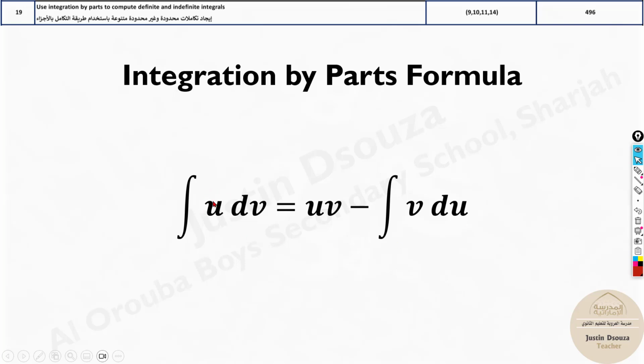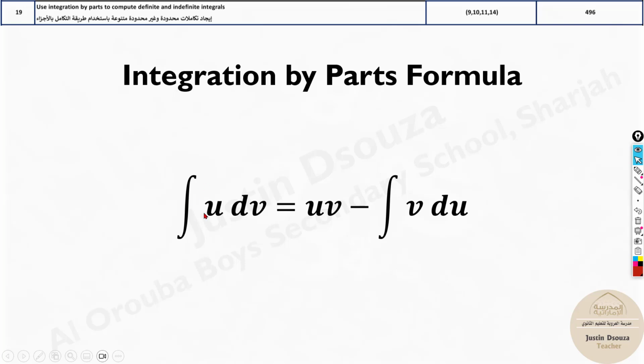Now, if you're thinking, why do we need to consider u dv? You can consider anything else. You can consider this to be m and this to be dn. It's fine. But you must remember that these both are separate terms. They're not related to each other. What I mean is, you have to solve them separately.